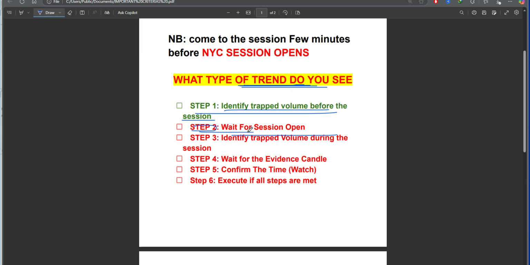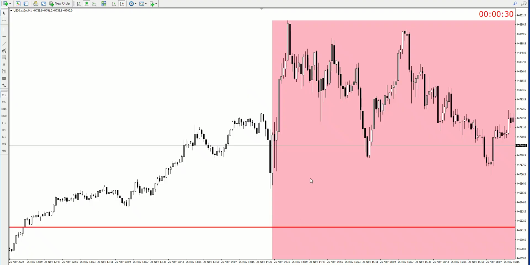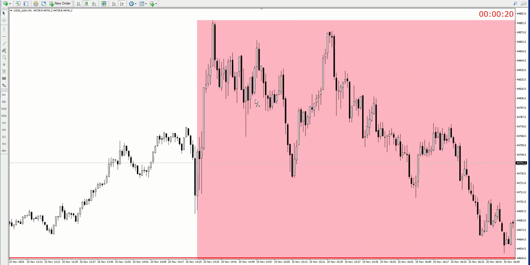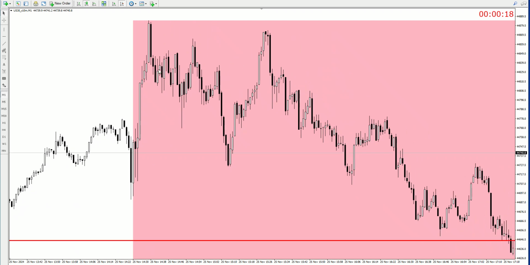Okay, now that we waited for the session to open and we don't fall for the first one, we go to the next step. Step 3, identify trap volume during the session. The first one was identify before the session. Now what do you do? You identify trap volume during the session. This is highly important. You need to know trap volume inside this box.